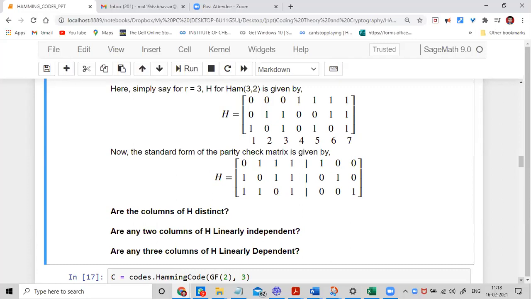Okay, but what is missing here? How many binary strings of length 3 will be there? From 0, 0, 0 to 1, 1, 1, how many will there be? So 2 to the power 3, including 0, 0, 0, right? So how many will be there for R equal to 3?